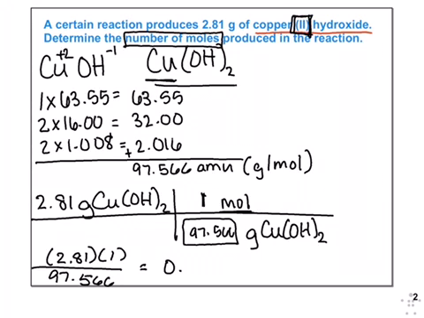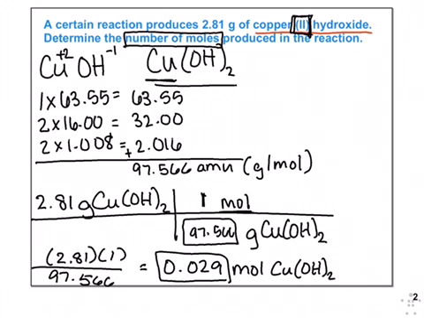Cora? 0.029, and that would be moles of copper hydroxide, or copper(II) hydroxide. Just so you are aware, when you are doing your homework, and I have not looked at any 10.1 yet, so I don't even know if this is an issue yet, but if you just simply write 0.029, you will not be getting full points. I need the rest of the units.